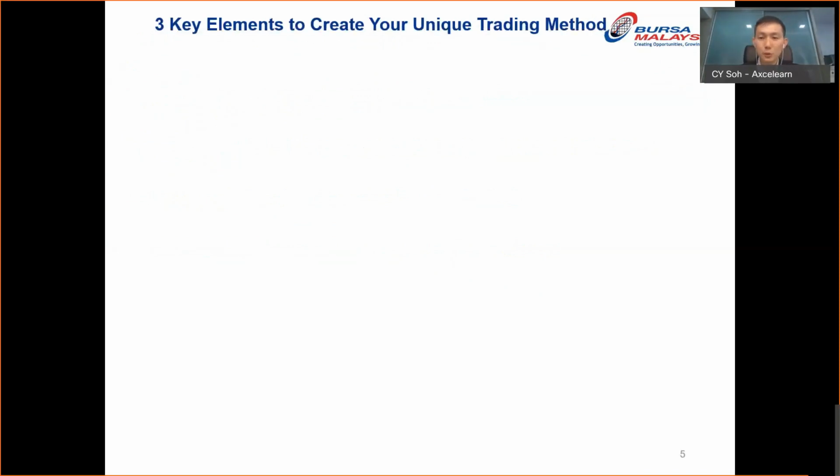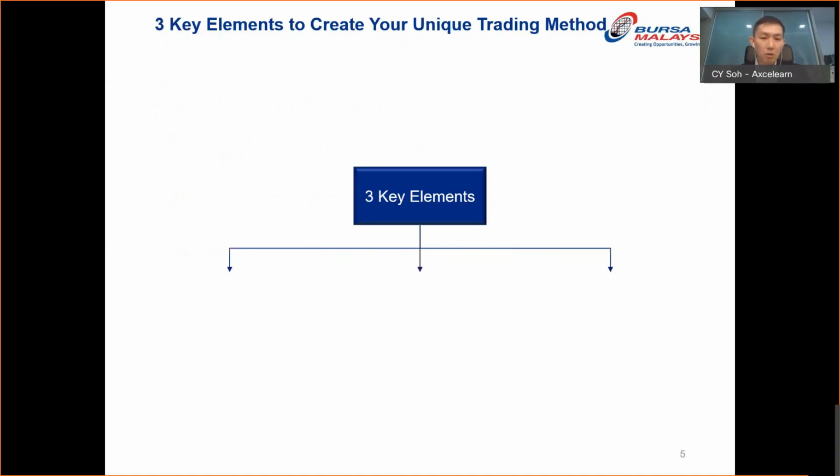Now, when it comes to trading, there are only three key elements that focus on your trading approach, which is your trading method. These are the three main things that directly impact your trading results. So let me share all of this with you. What are the three things first? The first thing is your decision.